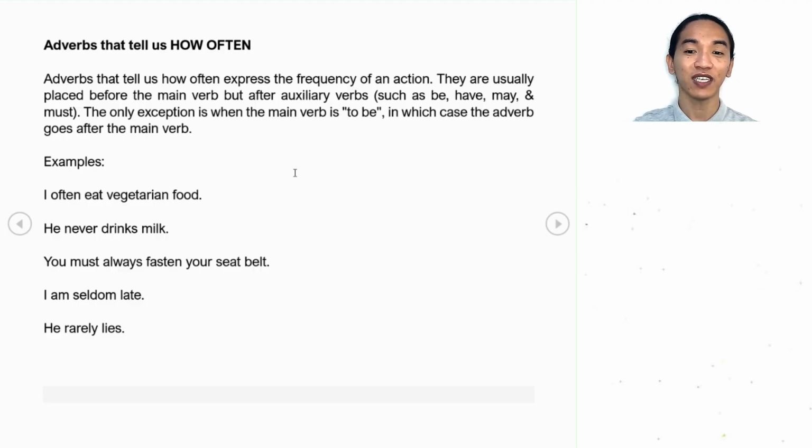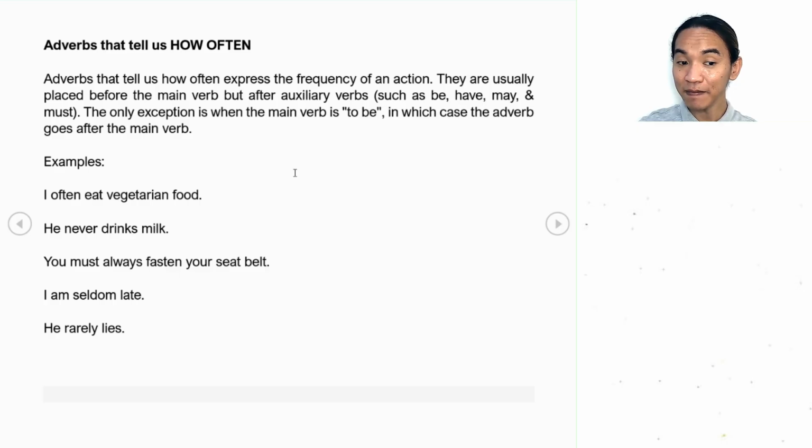The only exception is when the main verb is to be, or your be verb, in which case the adverb goes after the main verb. So look at this: I often eat vegetarian food. He never drinks milk. You must always fasten your seatbelt, with your helping verb before the adverb.